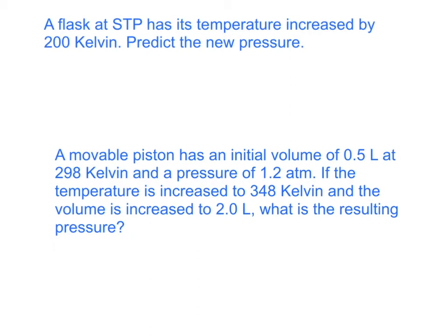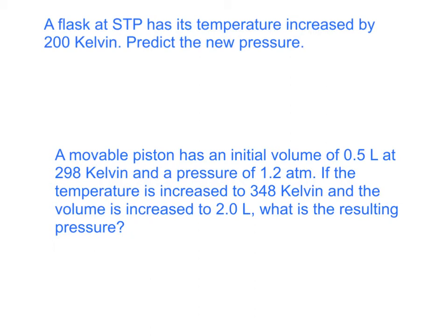A flask at standard temperature and pressure has its temperature increased by 200 Kelvin. Predict the new pressure. So we have a change in temperature. We increased by 200 Kelvin. We're going to have a change in pressure, but because it's a flask with rigid walls, the volume's not going to change. So the volume, therefore, will drop off.